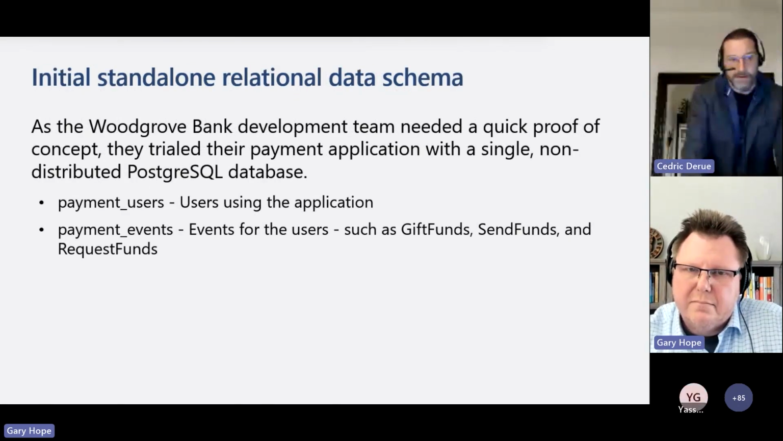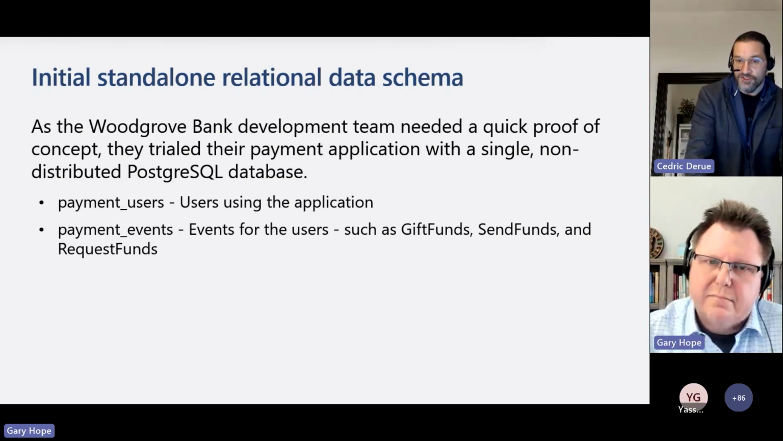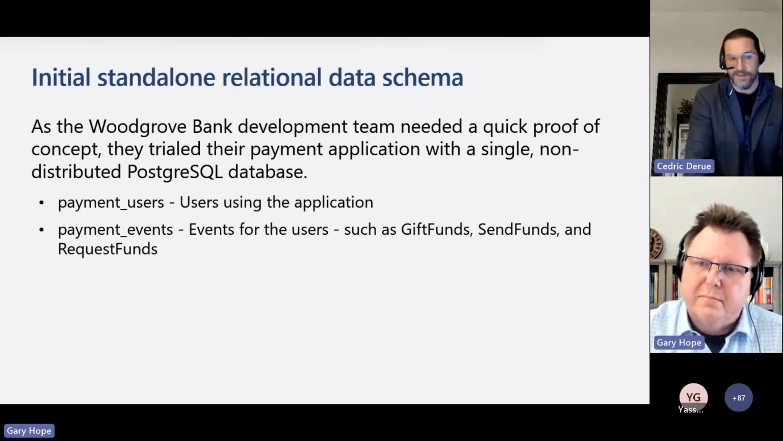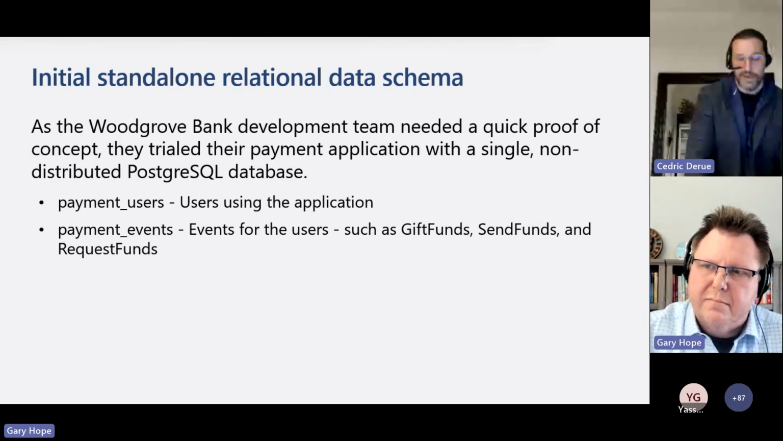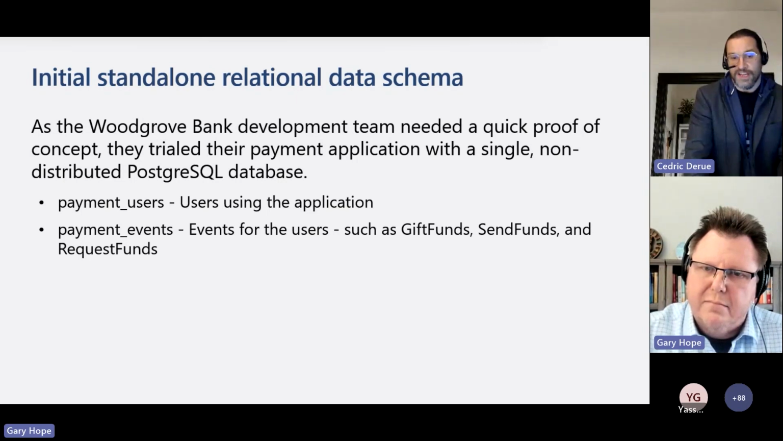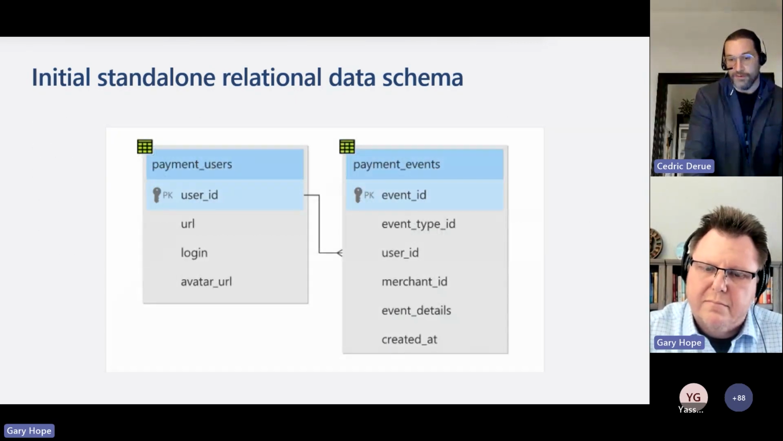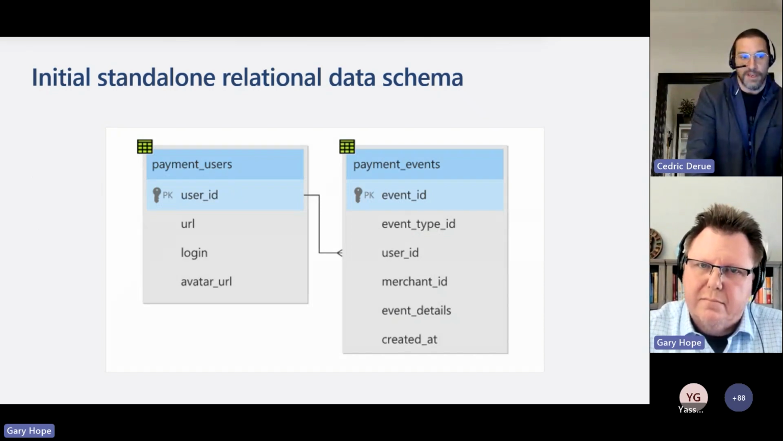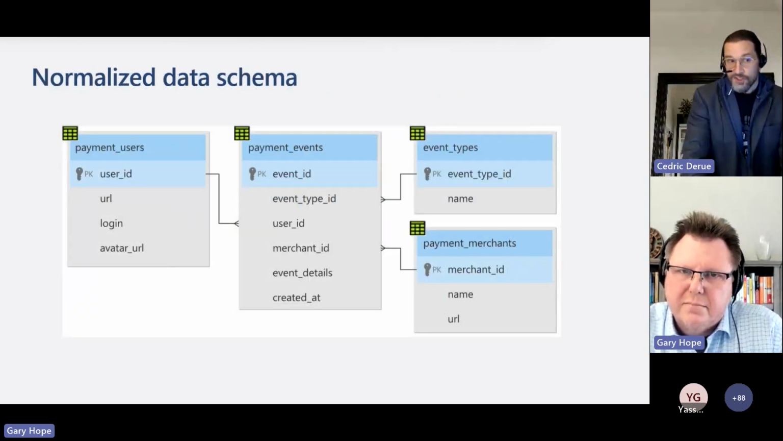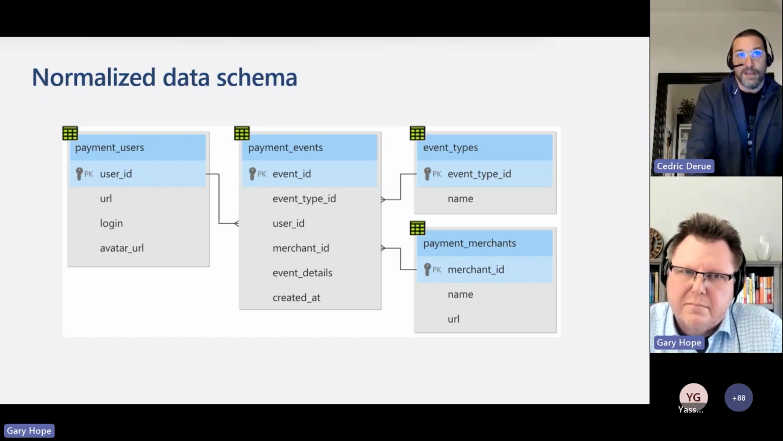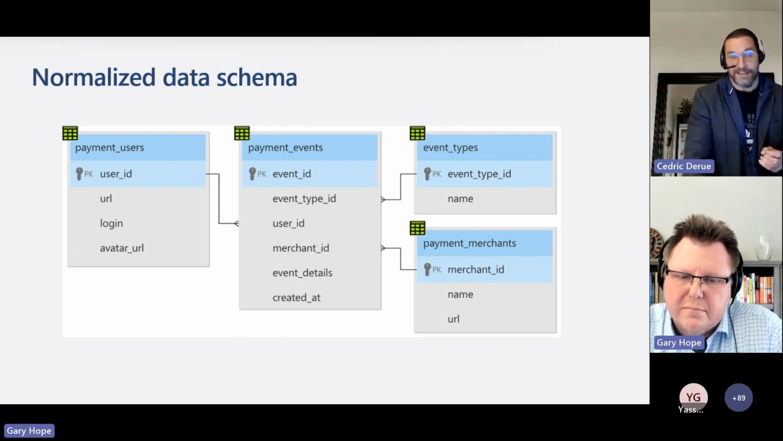So as the Woodgrove Bank development teams need a quick proof of concept, they trialed their payment application with a single non-distributed Postgres database. Initially, they had only two tables, the payment user that stored the user using the application and the payment events table that store the events, the transactions generated by the user, such as, for example, give funds, send funds, and request funds. The following diagram illustrates the initial data schema. So the Woodgrove Bank team realized they need to normalize their data to store the data in a relational database.